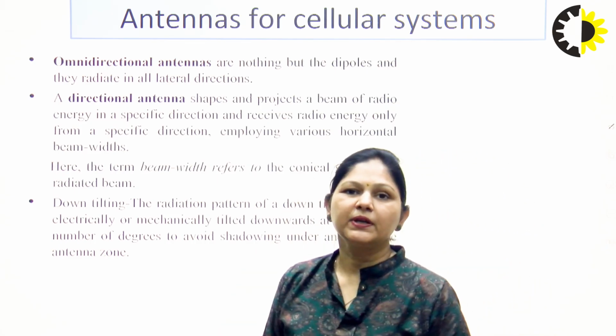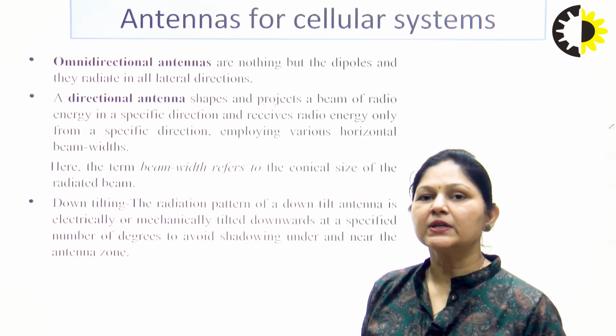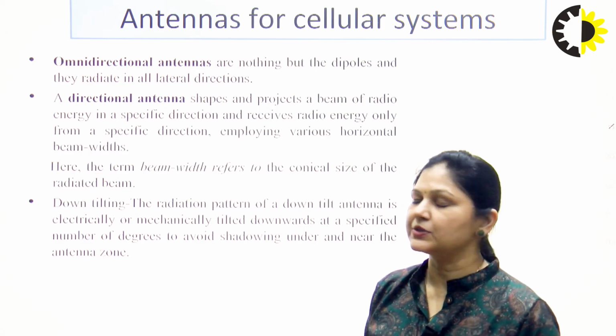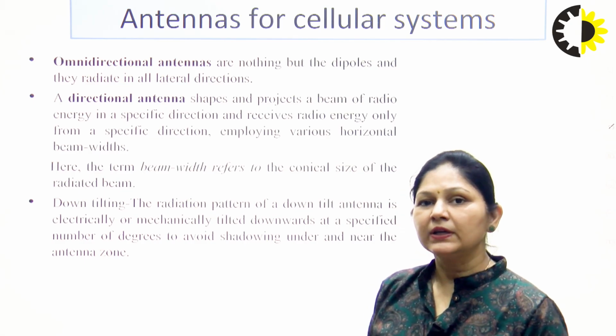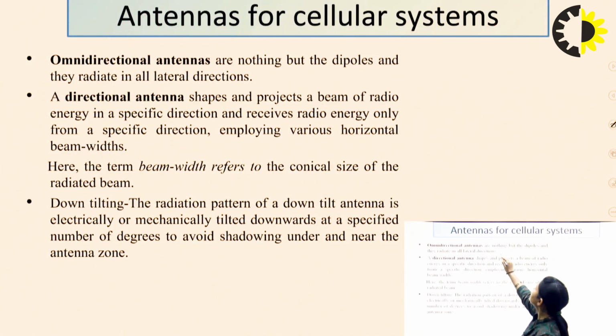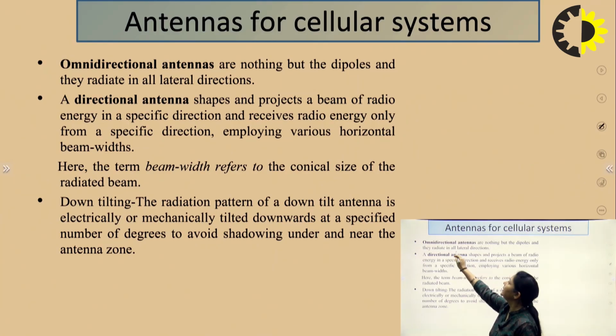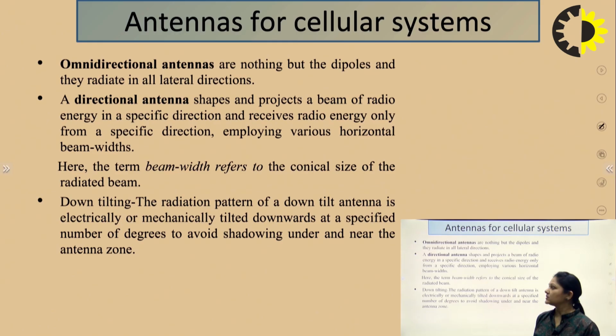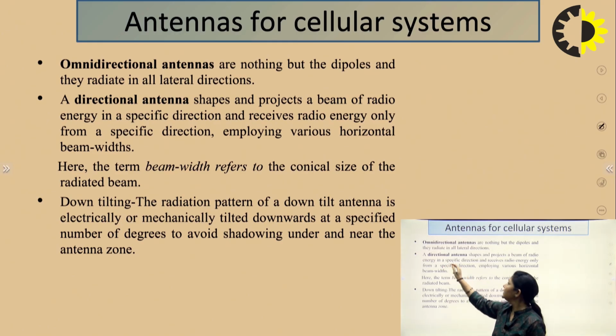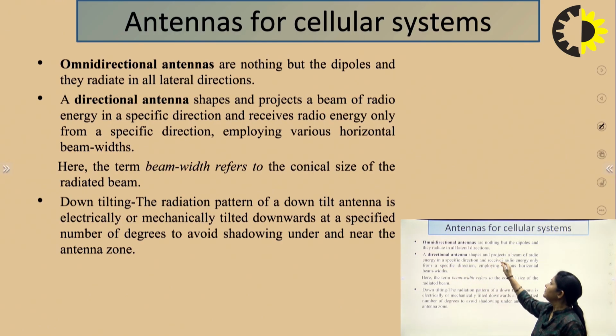Now what is an omnidirectional antenna? Omnidirectional antenna will be radiating in all the directions. Its beamwidth will be radiating in different directions, and they are nothing but dipoles, and they radiate in all lateral directions. Now when we talk about directional antenna, it shapes and projects a beam of radio energy in a specific direction. From the name itself it is clear, omni means it is radiating in all the directions, whereas a directional antenna will be radiating the power in a particular direction.